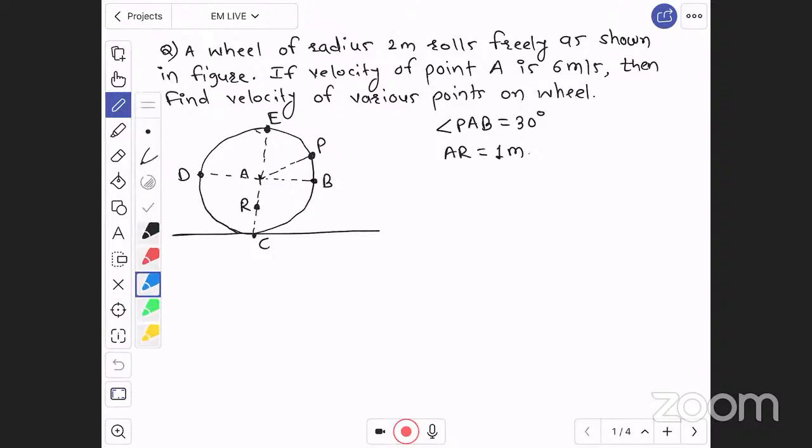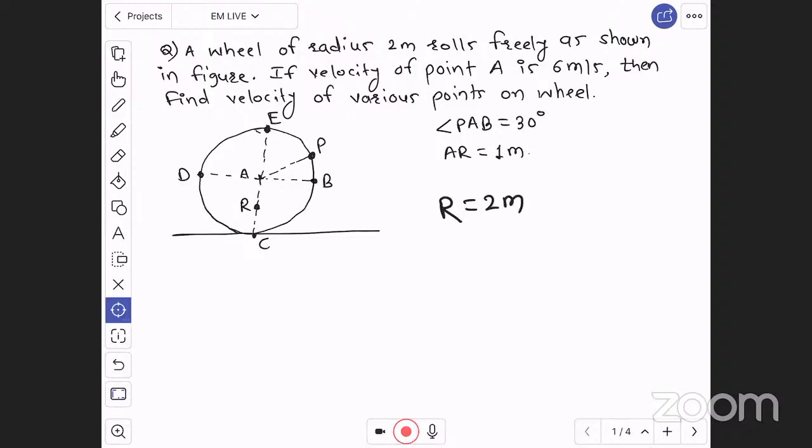The question is a wheel of radius 2 meter. Here radius of wheel is given, my dear students, 2 meter. A wheel of radius 2 meter rolls freely as shown in figure. Now here the wheel is rotating in clockwise direction with angular velocity omega, right? Now angular velocity is clockwise rotation.